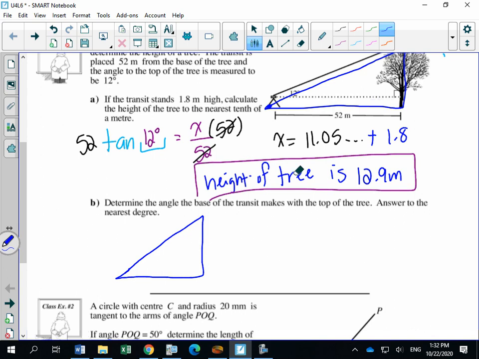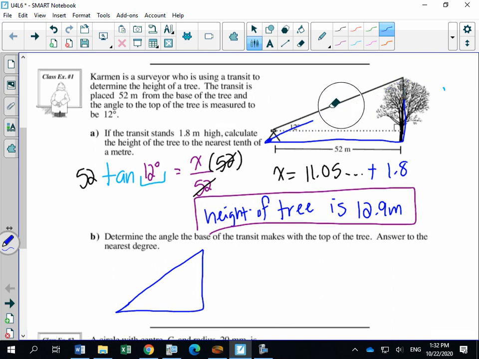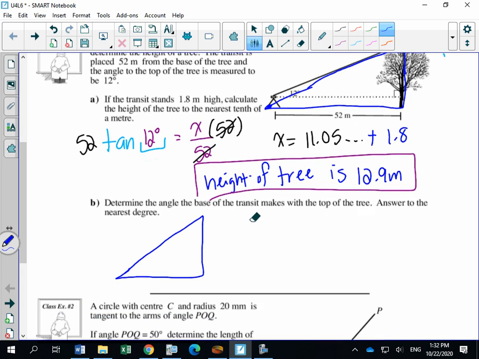So it's not like that 12, because that was the angle from the height of the transit. So they want the angle from the base of the transit. I kind of drew this a little bit off, but it'd go up and then down. So what they want now is the angle down here. I know that the transit is 52 meters from the tree, so that never changed. And then Sebastian, what else did I calculate that I now know? The height of the tree, so 12.9.